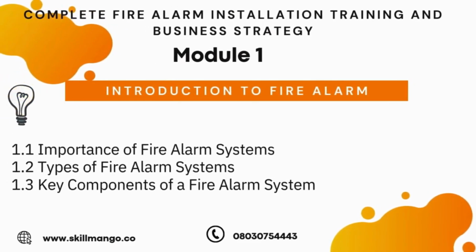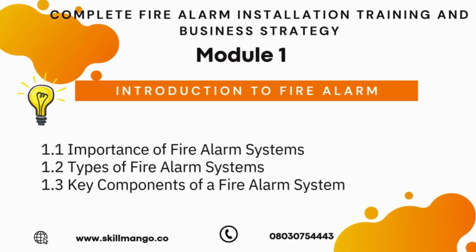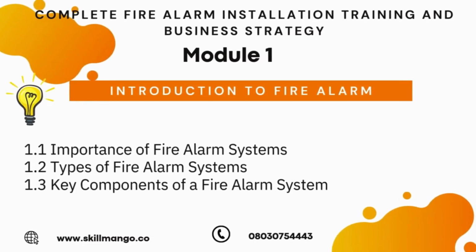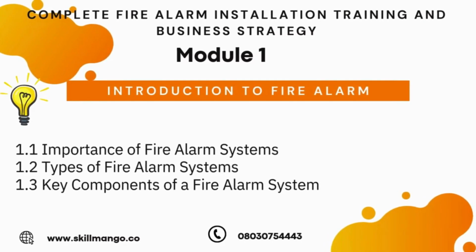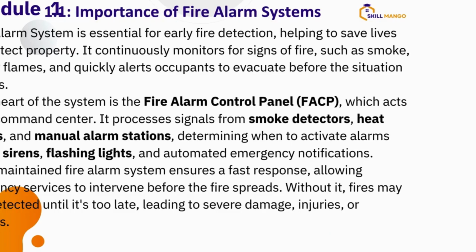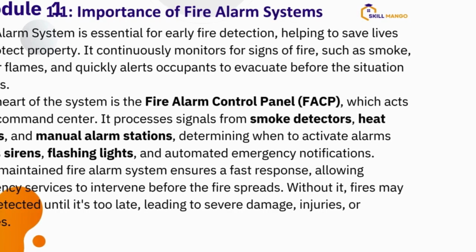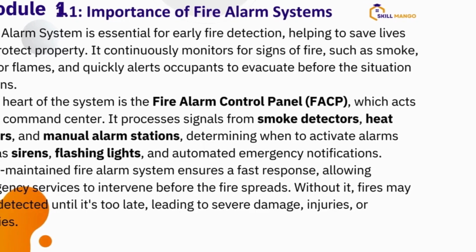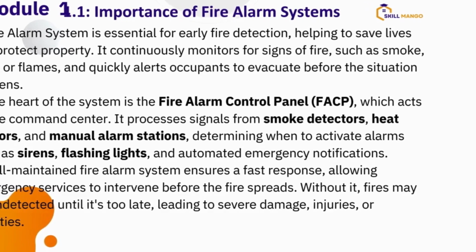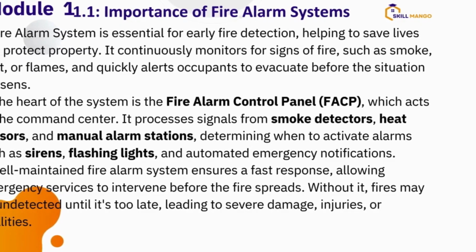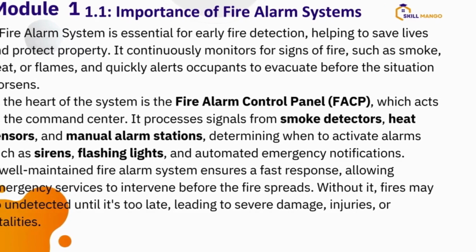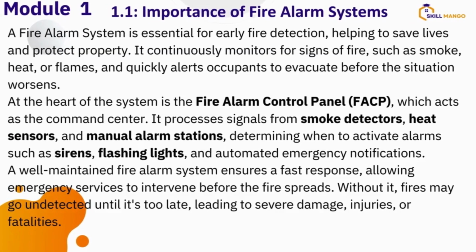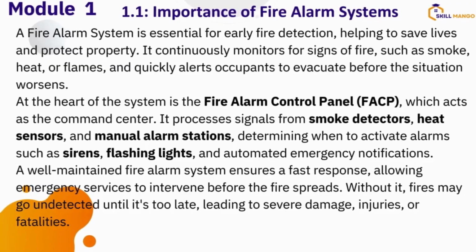So we're talking about module 1, which is an introduction to fire alarm systems. We'll be looking at the importance of fire alarms, the types and the key components of fire alarm systems. A fire alarm system is basically a combination of equipment, devices, detectors, call points, lights, they are all linked to a FACP, fire alarm control panel, which acts as a command center.